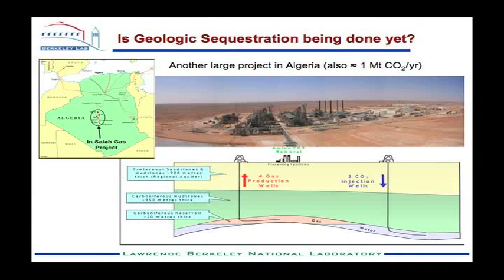Another big project is in Algeria. Again, this is a place where they're producing natural gas, and then they're pumping CO2 down into a different part of the same reservoir. They're also doing this at the scale of about 1 megaton of CO2 per year. So if you remember from the early slide, in order to do this globally, what you want to do is sequester on the order of 10 gigatons of CO2 per year. So that's 10,000 of these 1 megaton per year CO2 sequestration experiments. This is not a small-scale idea.